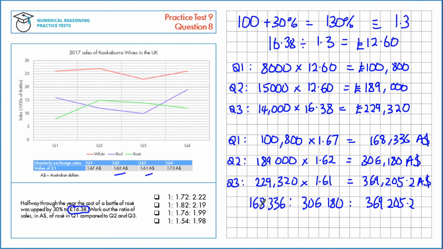That's this one. This divided by itself is 1. This divided by this is 1.82. And this divided by the smallest value is 2.19, giving us answer 2.